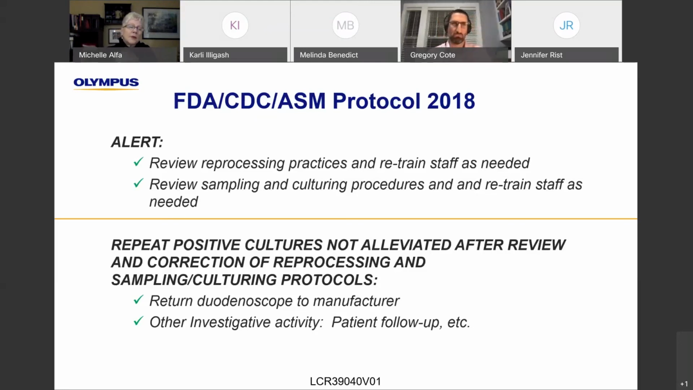So these are, how will I put it? The bottom one is the worst case, where you have a scope that's repeatedly growing high concern organisms. And as soon as you get two of those back-to-back ones, you need to send that scope back to the manufacturer. And the alert is just a lower level of checking, just to make sure that everything is being done correctly in the reprocessing.